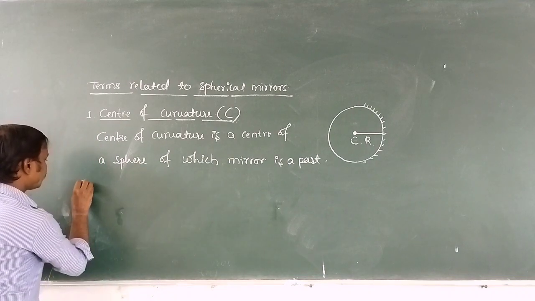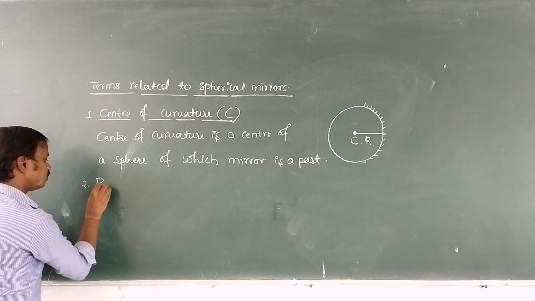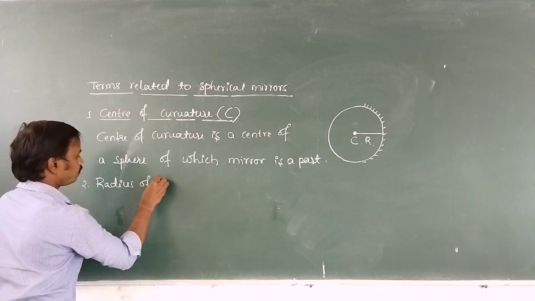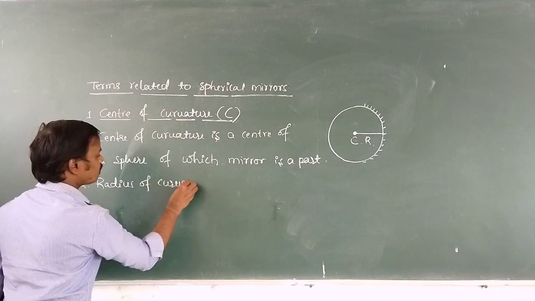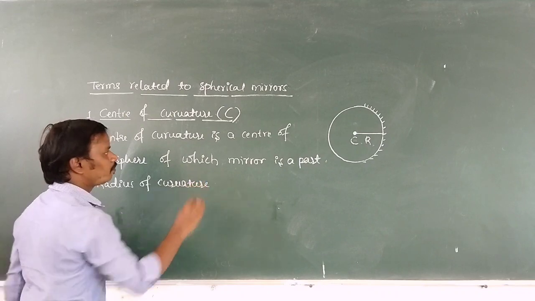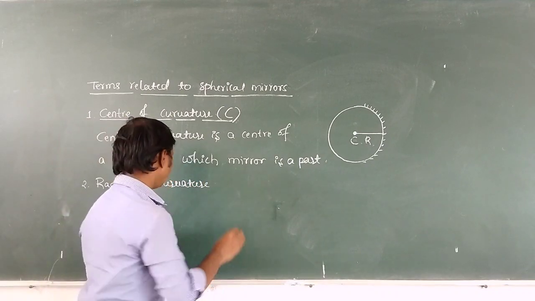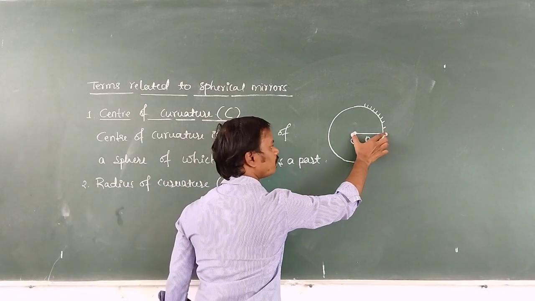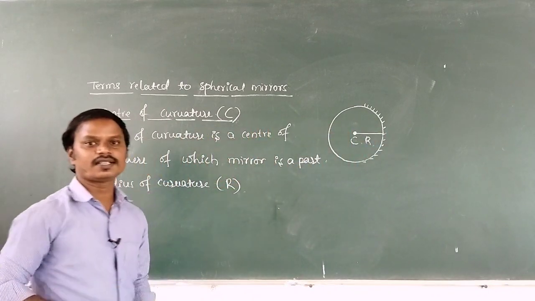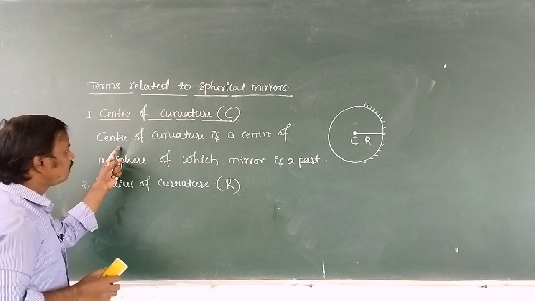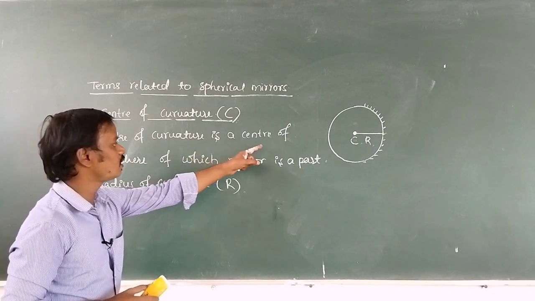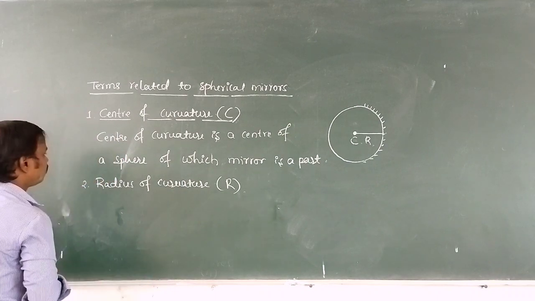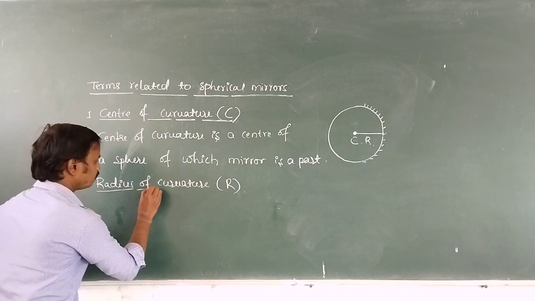Next, the second one: radius of curvature. The radius of curvature can be represented by the capital letter R. How to define radius of curvature? The radius of curvature is the radius of a sphere of which the mirror is a part.